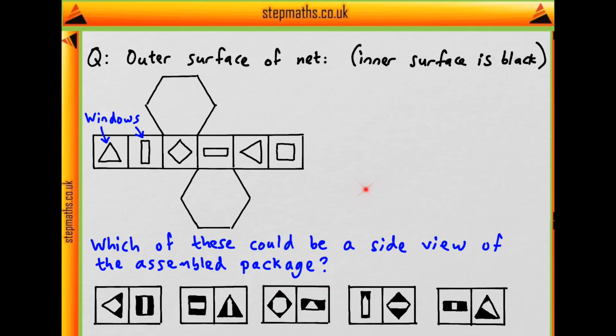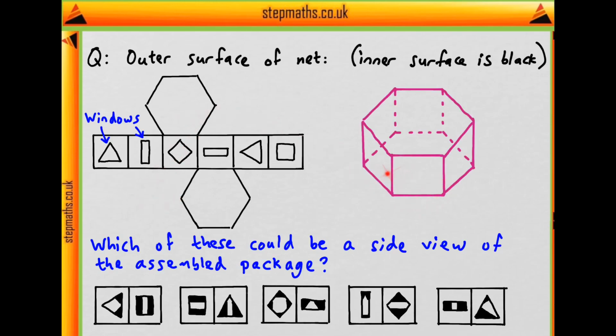So where should we start? Well, it'll probably help us visualize this if we could do a 3D sketch of this package when it's assembled. So we know it's going to be some sort of hexagonal prism, like so, where the dotted lines indicate the edges that we can't actually see because they're at the back.